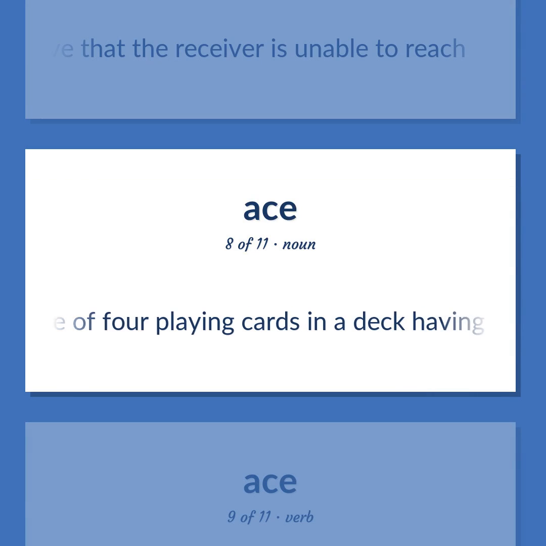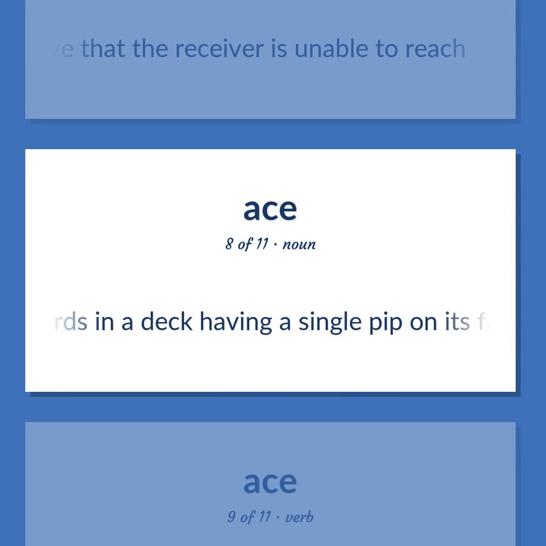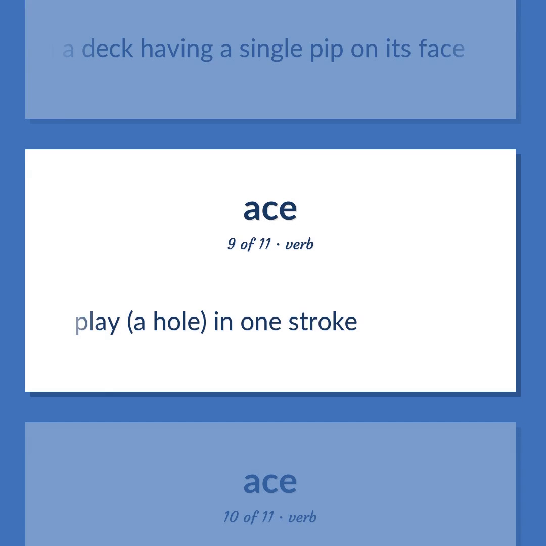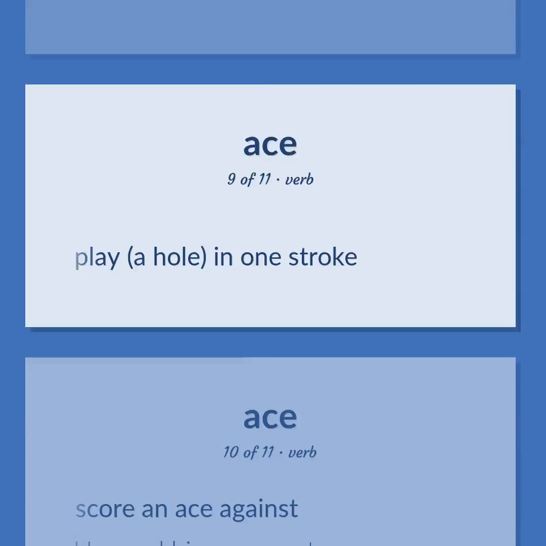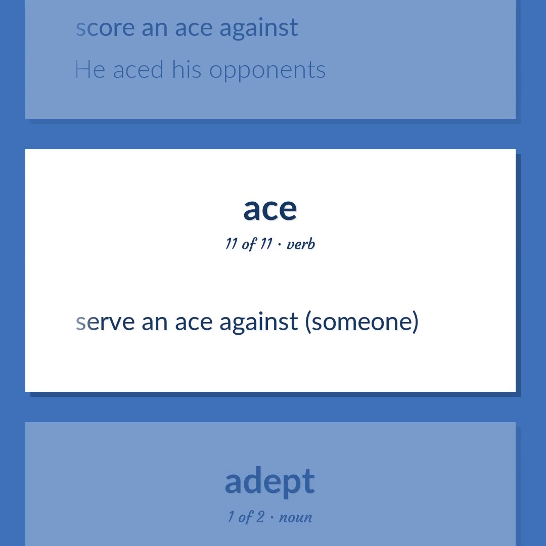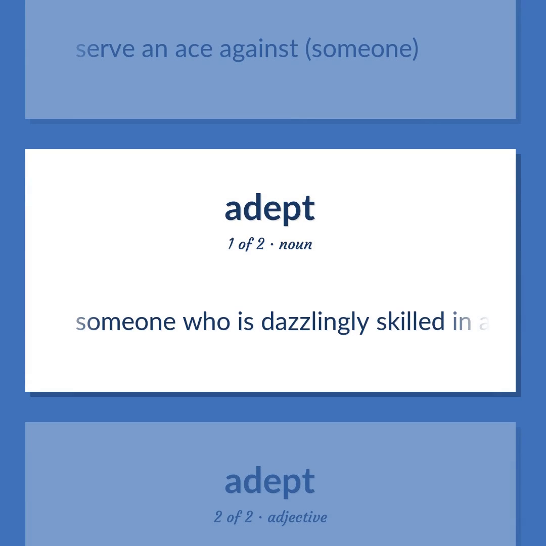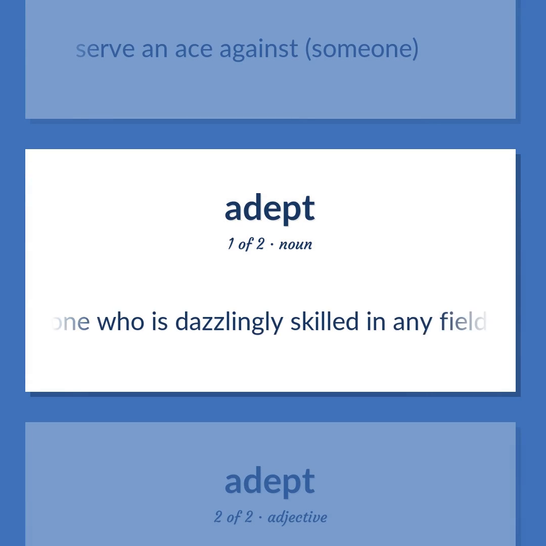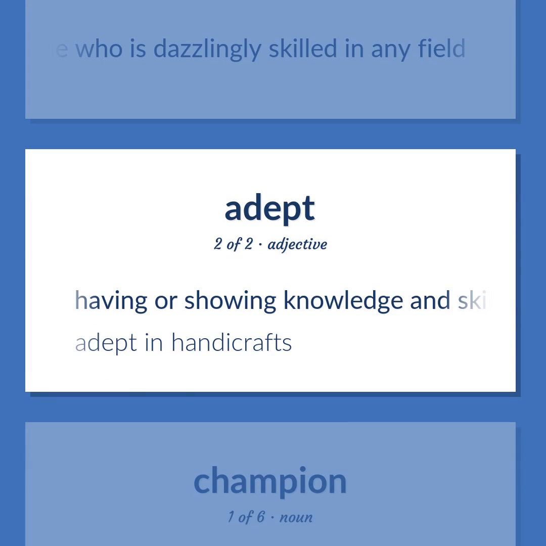One of 4 playing cards in a deck having a single pip on its face. Play a hole in 1 stroke. Score an ace against: he aced his opponents. Serve an ace against someone. Someone who is dazzlingly skilled in any field. Having or showing knowledge and skill and aptitude.